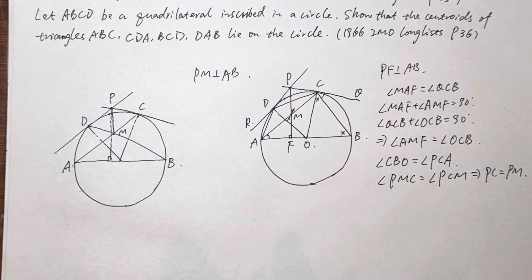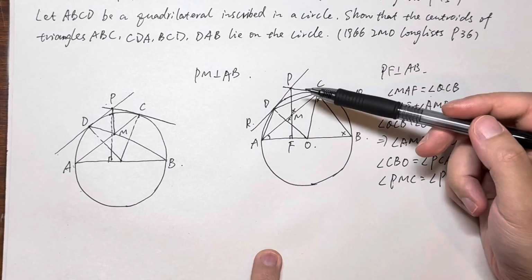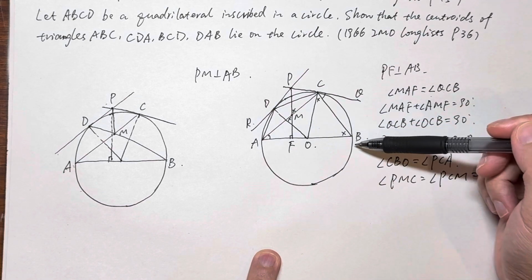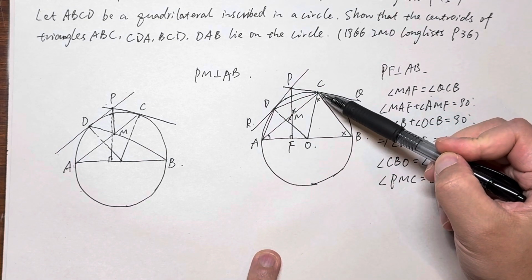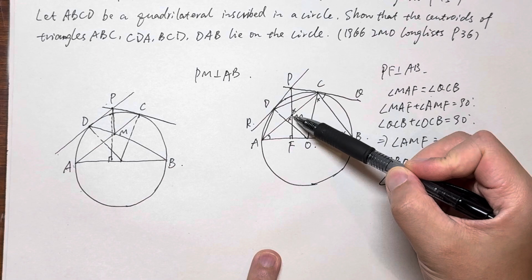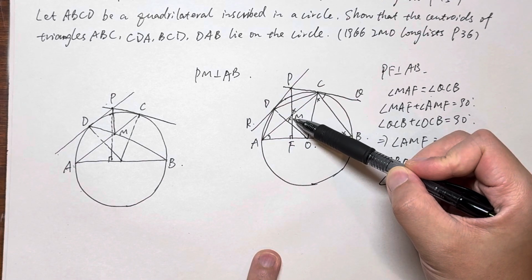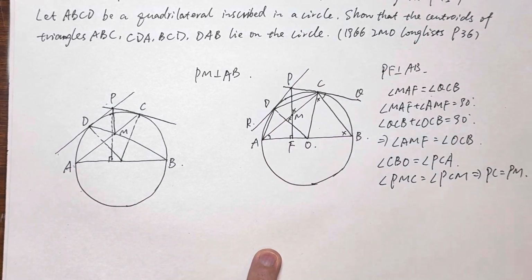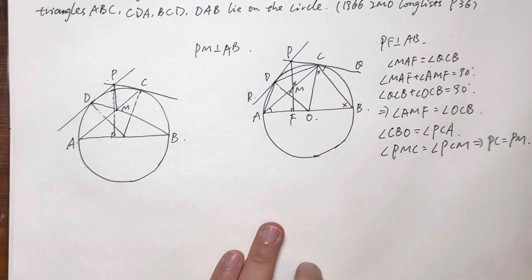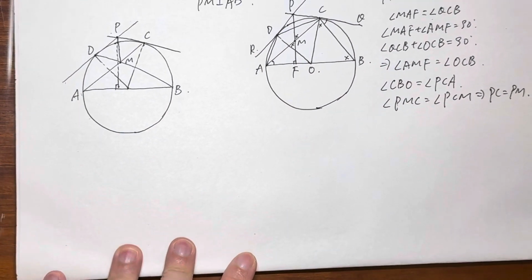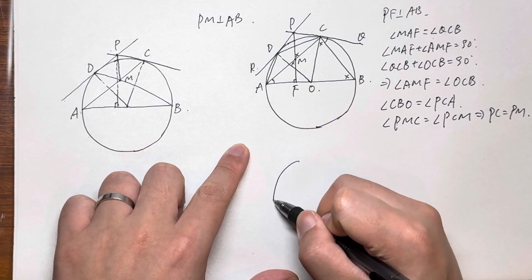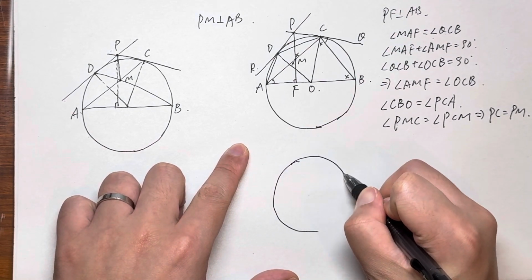That means in this figure, once we draw the perpendicular line from P to AB and we connect AC, we find the intersection point, we call it M, and we just proved that PM equals to PC. Then this problem becomes very easy, right? We just need to do this again.